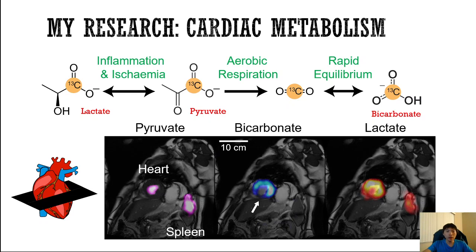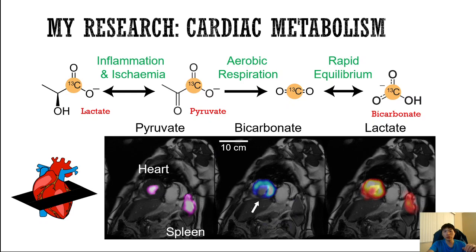So what I do is I use magnetic resonance and, instead of looking at hydrogens, I'm looking at a special isotope of carbon. This is a non-radioactive isotope of carbon. But what we can do is acquire images of carbons similar to what we get with hydrogen. And so what I'm showing here is a cross-section through the heart.